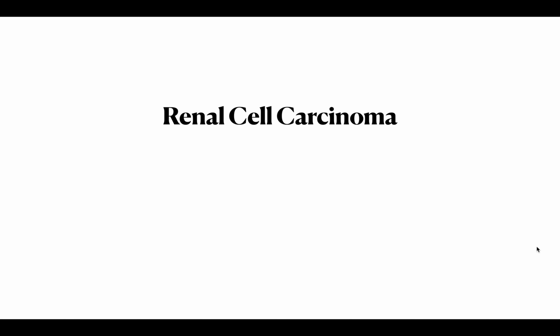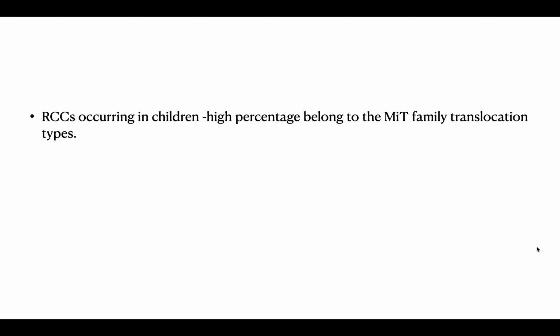The renal cell carcinoma. Renal cell carcinomas mostly occur in adults, and when occurring in children, a high percentage belong to the MiT family translocation types. And RCC is associated with smoking and high blood pressure.